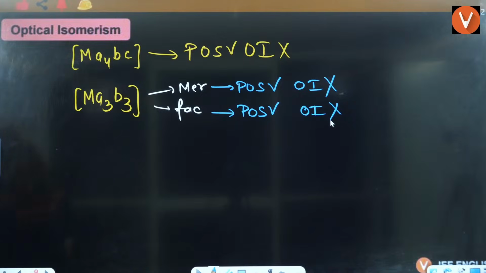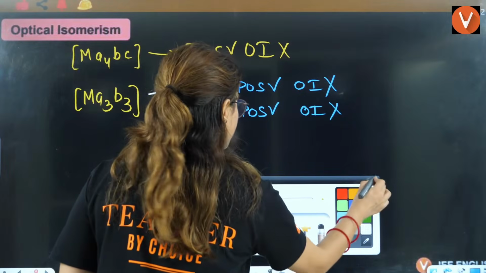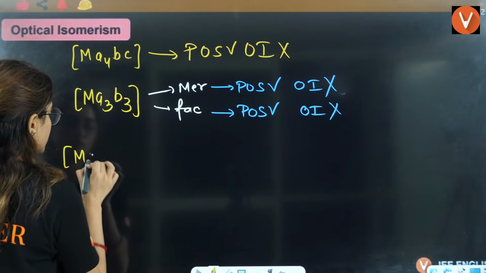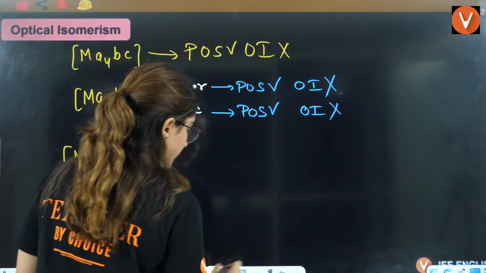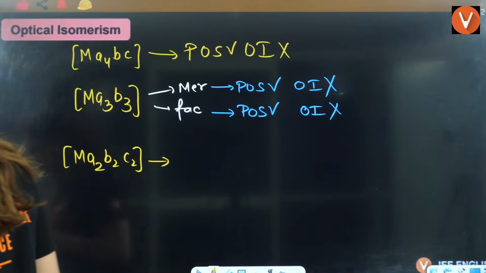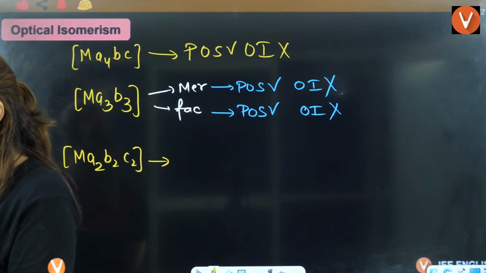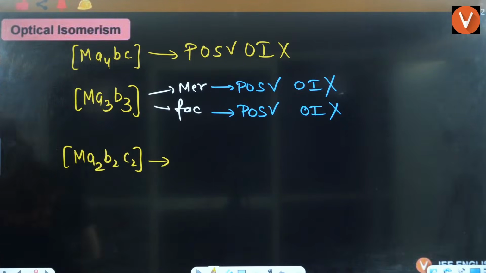Now, next is A2B2C2. We have done MA4BC and MA3B3. Then A2, B2, C2, let's talk about that. So we need two different atoms here.